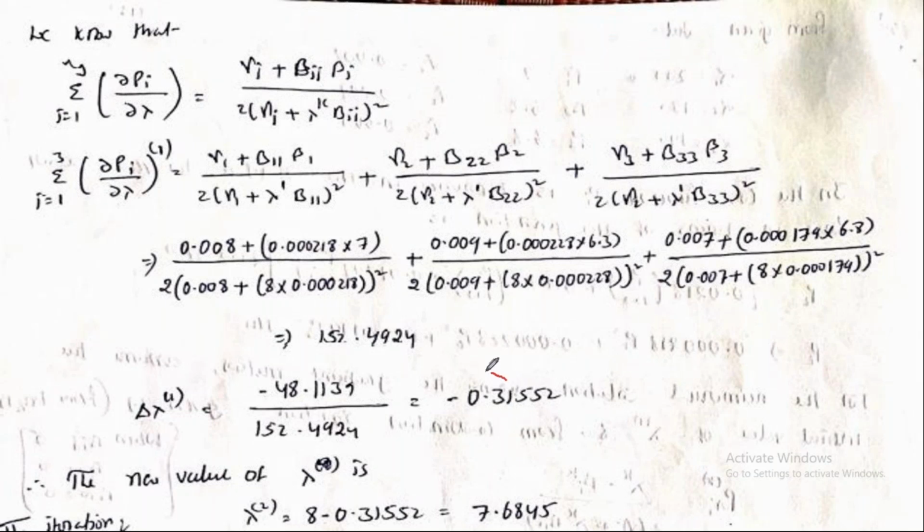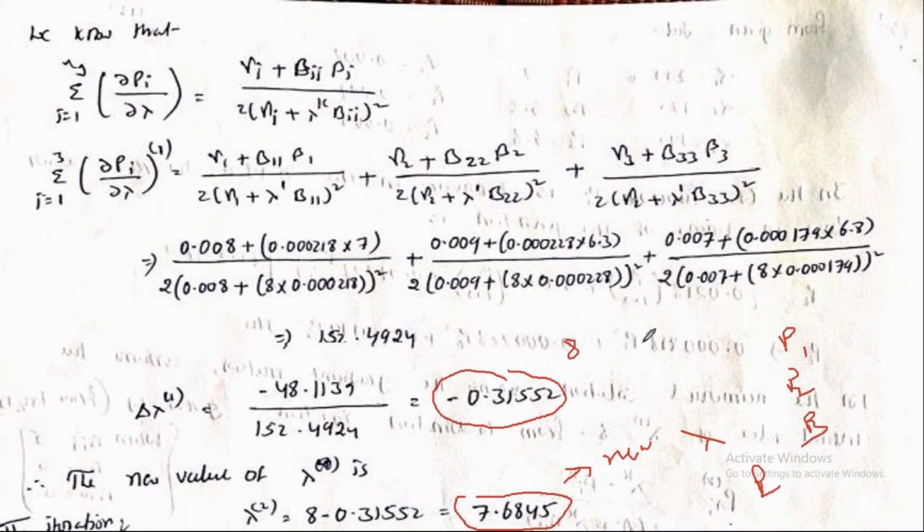See, after substituting the numerator and denominator values, we got minus 0.31552. Now this value has to be subtracted from 8. Then we will get lambda equals 7.6845. This is the new value, and this value has to be used for the second iteration. In the second iteration, the same process happens. Find P1, P2, P3, PL using lambda equals this value. Using all these, find the delta P for the second iteration.